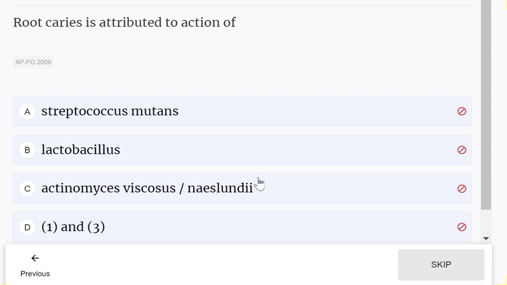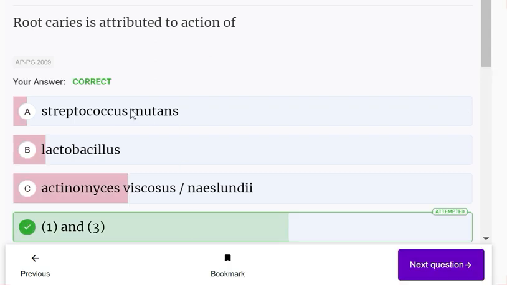Root caries is attributed to the action of Streptococcus mutans, Lactobacillus, Actinomyces viscosus, or Actinomyces naeslundii. The correct answer is both 1 and 3, because Streptococcus mutans is a pioneer, Lactobacillus is found in dentinal caries, and Actinomyces in root caries.